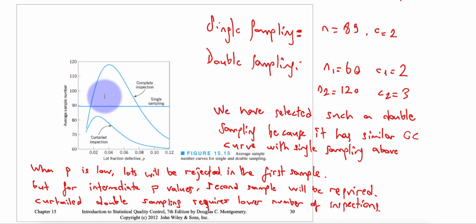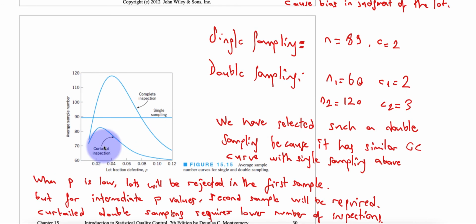Okay. Also, we see here curtailed inspection. Curtail means decreased. By curtailment, we will try to reduce the number of samples we are taking in the double sampling. How? At the beginning, we said that we are going to first take the first sample, and if it is required, we are going to take the second sample. And up to here, we have assumed that we have also made a 100% inspection on the second sample.